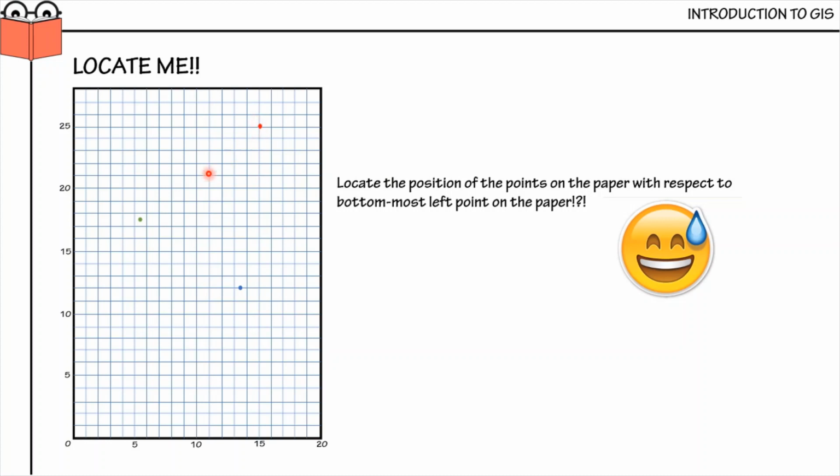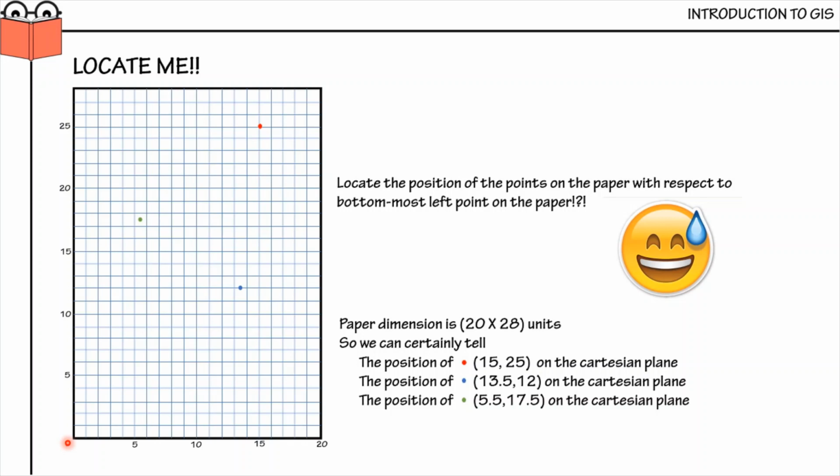Now, it's very easy for us to locate these 3 points because we have a reference system and we have a reference point. So I can easily say the position of the red point is 15 and 25. 15 on the x-axis and 25 units on the y-axis. Similarly, the green and the blue.